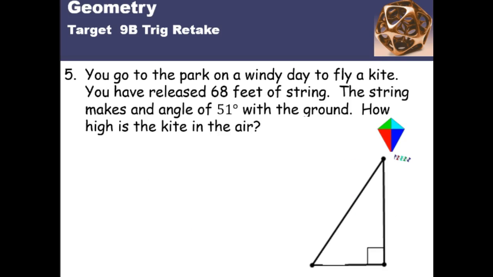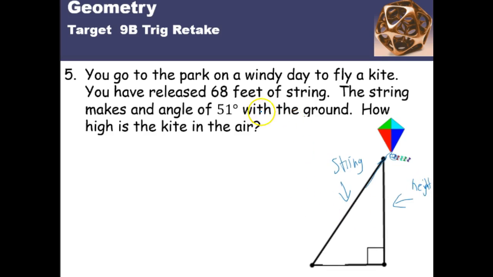Okay, number 5 is a word problem. So this is a little flag on the thing. This is the actual kite string. So this is the string. And this right here represents the height. How tall is it?